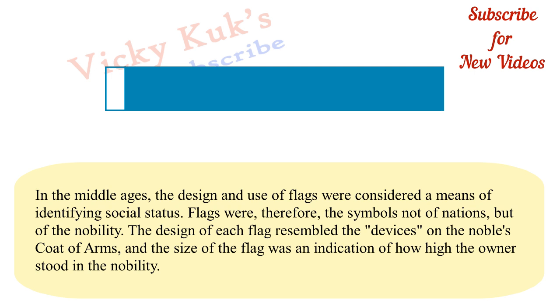In the Middle Ages, the design and use of flags were considered a means of identifying social status. Flags were, therefore, the symbols not of nations, but of the nobility. The design of each flag resembled the devices on the noble's coat of arms, and the size of the flag was an indication of how high the owner stood in the nobility.